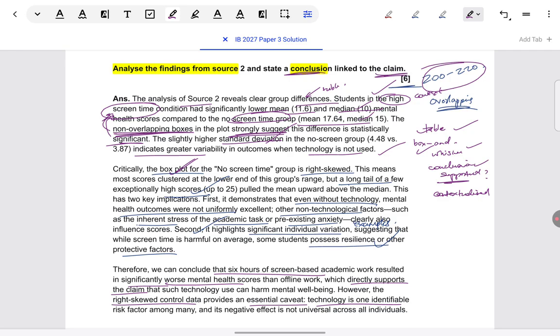In terms of structuring more finely, I gave you how the paragraphs are structured, but if you want to know how the structuring works within the paragraph, mostly it's a PEEL format only.